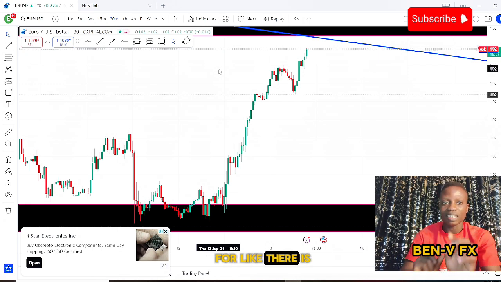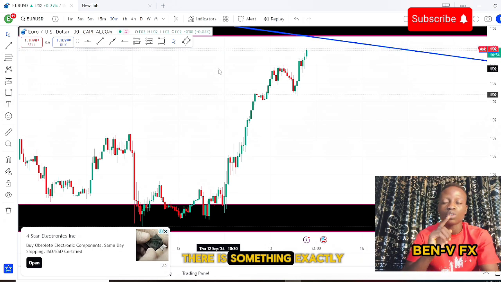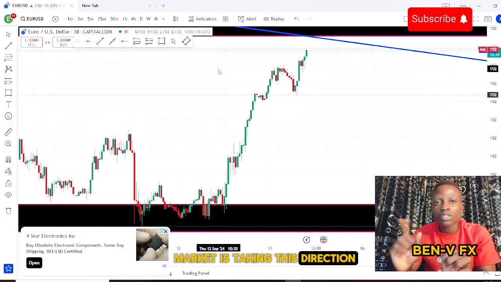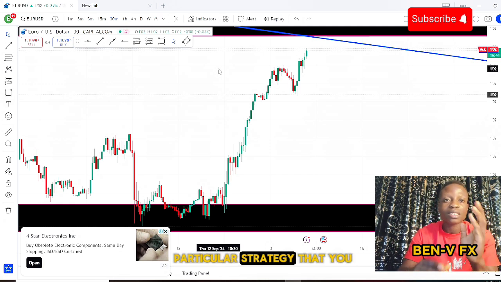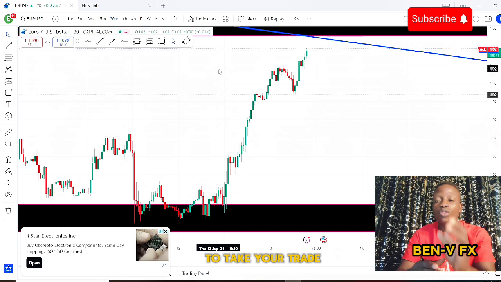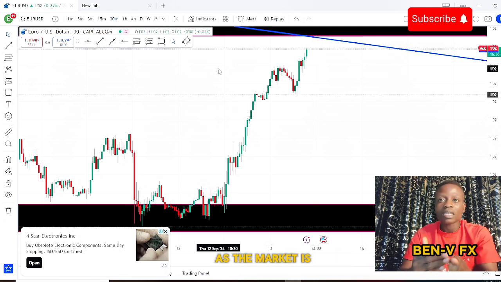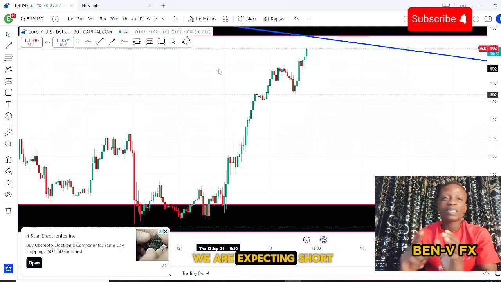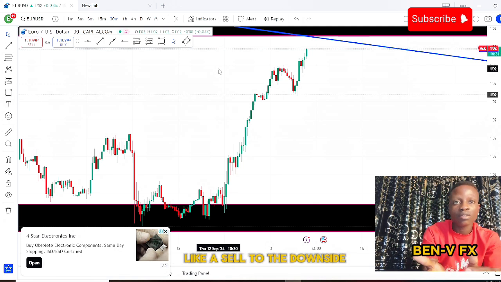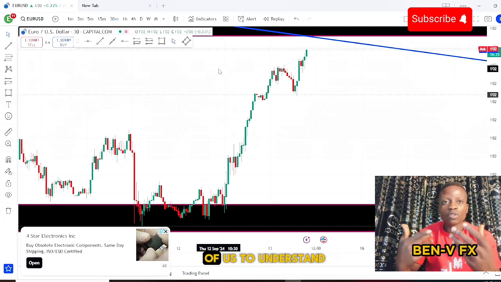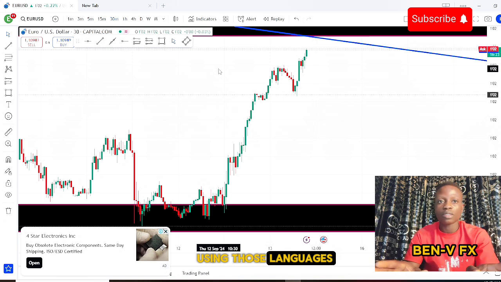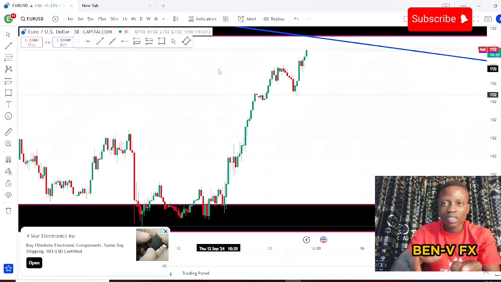You wait for, as a trader, there is something exactly that you know: if this pattern forms, the market is taking this direction. If this pattern forms, the market is taking this direction. So that particular strategy that you are using to take your trade, you just implement it here. You understand? As the market is approaching the resistance level, we are expecting a short, like a sell to the downside. We are expecting the market to dump. You understand? For all of us to understand, that's why I'm using those words. So we are expecting the market to dump to the downside.